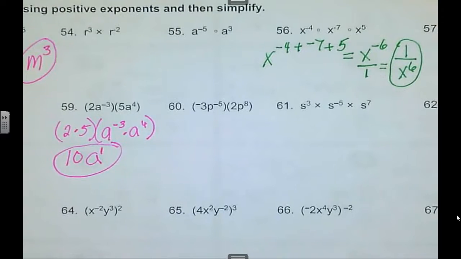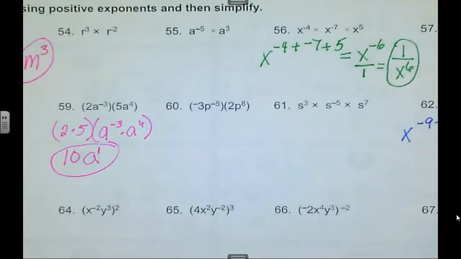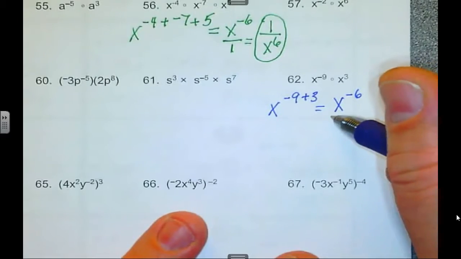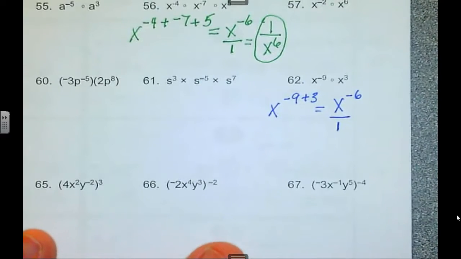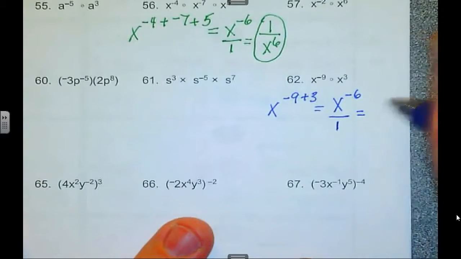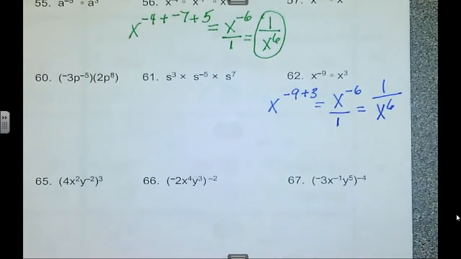How about 62? I have x to the negative 9 plus 3 gives me x to the negative 6. Yep. Now, this thing about putting the 1 in the denominator, you should be able to do this in your heads. If you have to, though, it's totally fine to write it down. Because a lot of times, students will forget to put it in the numerator. Okay?